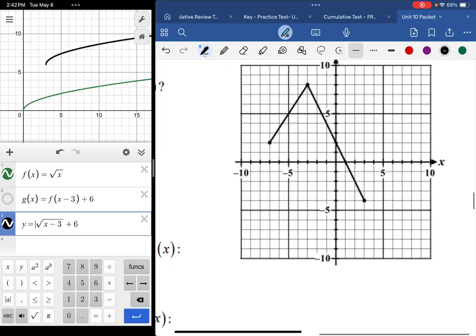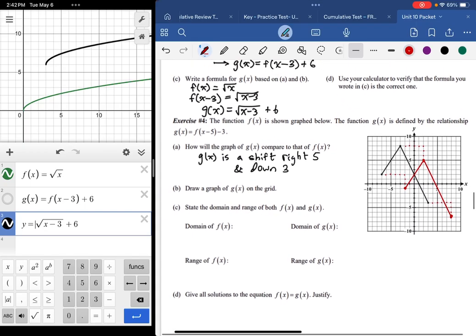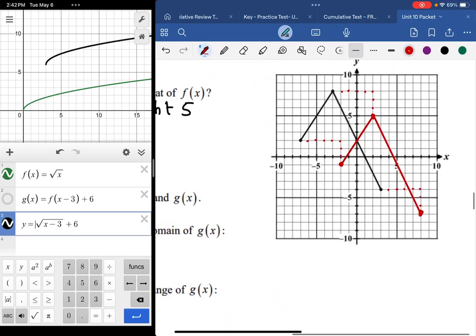All right, so every point, I'm going to take it and shift 1, 2, 3, 4, 5, down 1, 2, 3, and plot a point. Then connect, and we have our graph. So that's g of x.